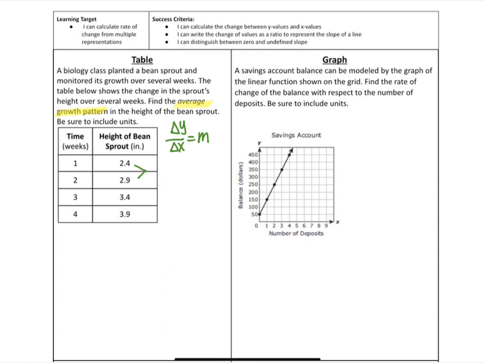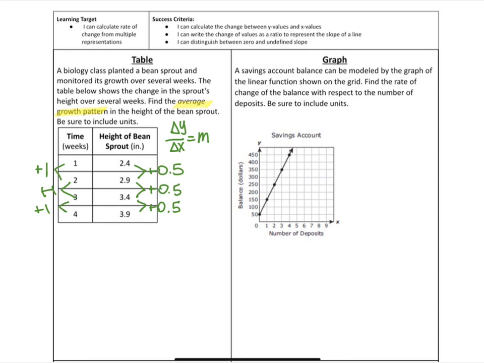From 2.4 to 2.9, it looks like it had a growth of 0.5 inches. And that was in one week, from week 1 to week 2. I also noticed that it's the same for the second to third week. It still grows half an inch. And if I look at the last week, from week 3 to 4, it is still growing by half an inch. That means, since it grew the exact same amount each week, the average is the amount it's growing by.